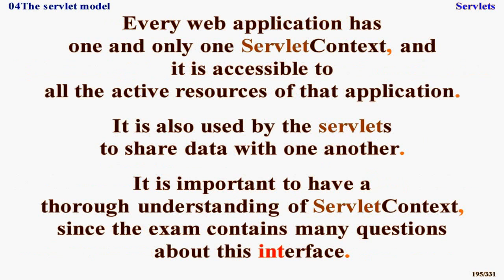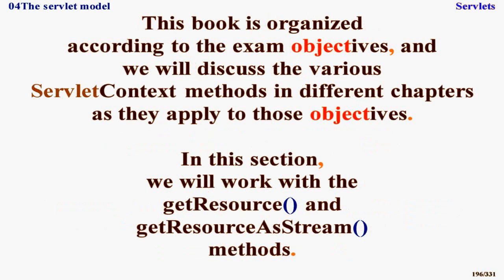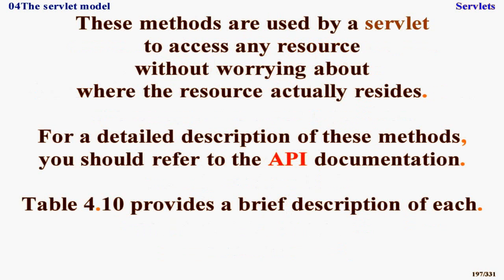It is important to have a thorough understanding of ServletContext, since the exam contains many questions about this interface. This book is organized according to the exam objectives, and we will discuss the various ServletContext methods in different chapters as they apply to those objectives. In this section, we will work with the getResource and getResourceAsStream methods. These methods are used by a servlet to access any resource without worrying about where the resource actually resides. For a detailed description of these methods, you should refer to the API documentation. Table 4.10 provides a brief description of each.